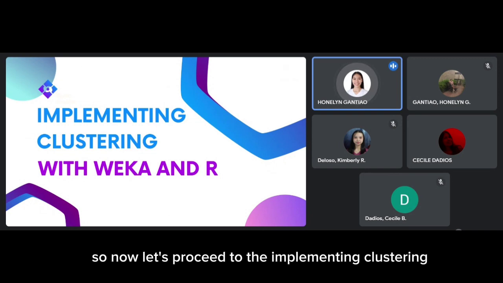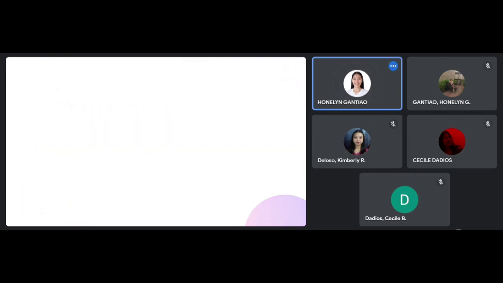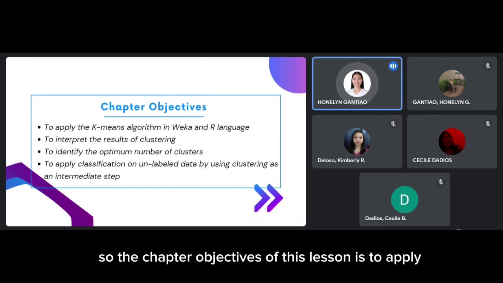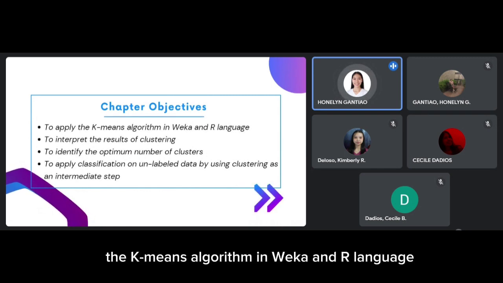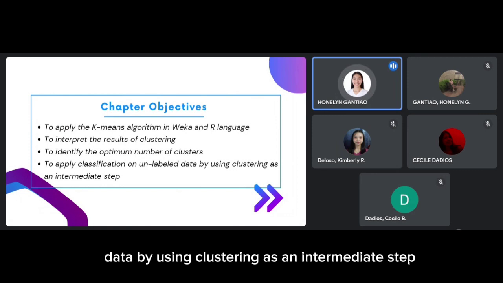So now let's proceed to implementing clustering with Weka and R. The chapter objectives of this lesson are to apply the k-means algorithm in Weka and R language, to interpret the result of clustering, to identify the optimum number of clusters, and to apply classification on unlabeled data by using clustering as an intermediate step.